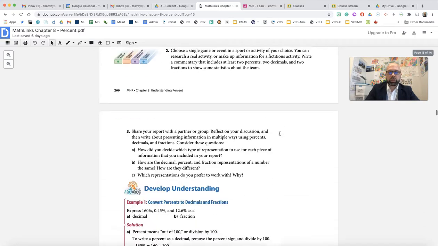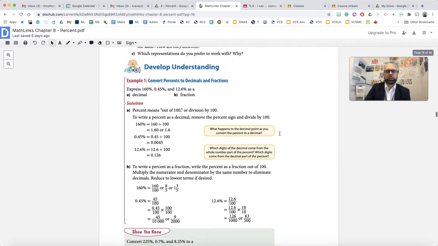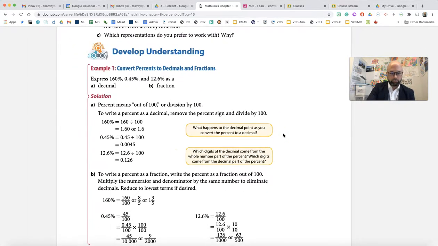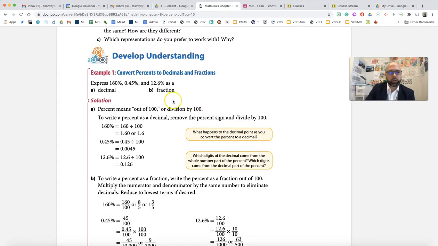What I want to do next is look at these different example problems and work through them a little bit. In example 1, we're converting percents to decimals and fractions. Express 160%, 0.45%, and 12.6% as a decimal and a fraction.